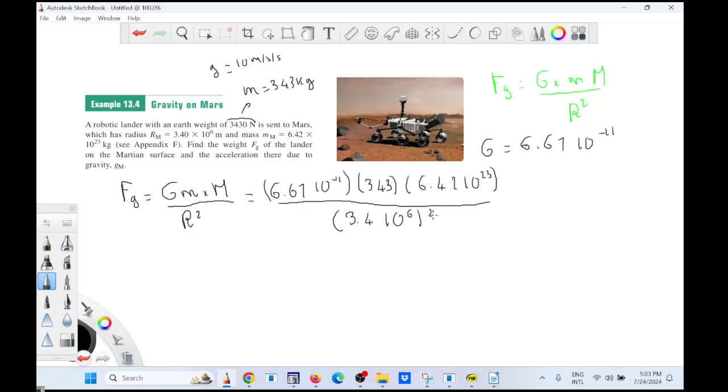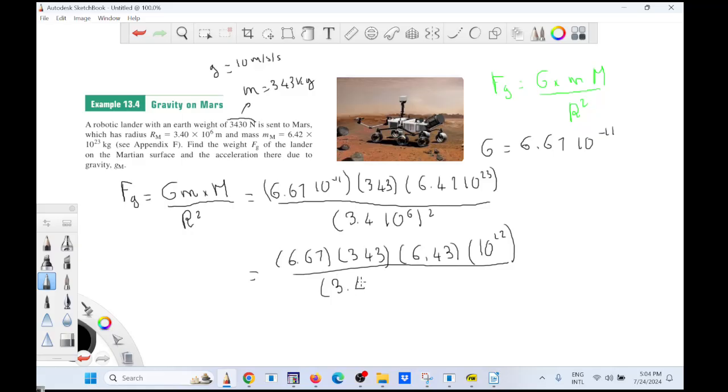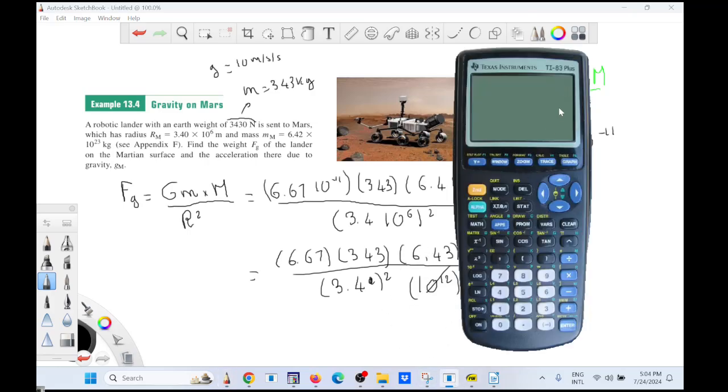6 squared. Okay, so let's take all the numbers on one side: 6.67, and here you have 343, and here you have 6.43. In scientific notation, you have 23 minus 11, that's going to be 10 to the 12. And here you're going to have 3.4 squared. Okay, I put the square here, and then squared you have 10 to the 12. So you see it's convenient, you can cross this out, and all that is left is to do the computation.